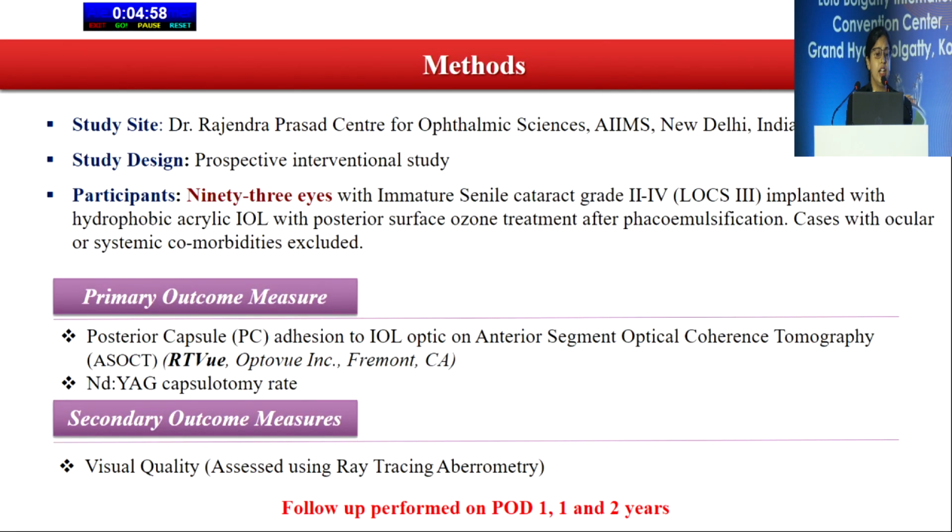It was a prospective interventional study of 93 eyes with immature senile cataract grade 2 to 4 conducted at Dr. Rajendra Prasad Center for Ophthalmic Sciences, AIIMS, New Delhi. All cases were implanted with hydrophobic acrylic IOL with posterior surface ozone treatment after phacoemulsification. Cases with any ocular or systemic comorbidities or extremes of axial length were excluded. The primary outcome measures were posterior capsule adhesion to the IOL optic, assessed using anterior segment optical coherence tomography, and the Nd:YAG capsulotomy rate. The secondary outcome measure was visual quality, assessed using ray tracing aberrometry. Follow-up was performed on postoperative day 1, 1 year, and 2 years.